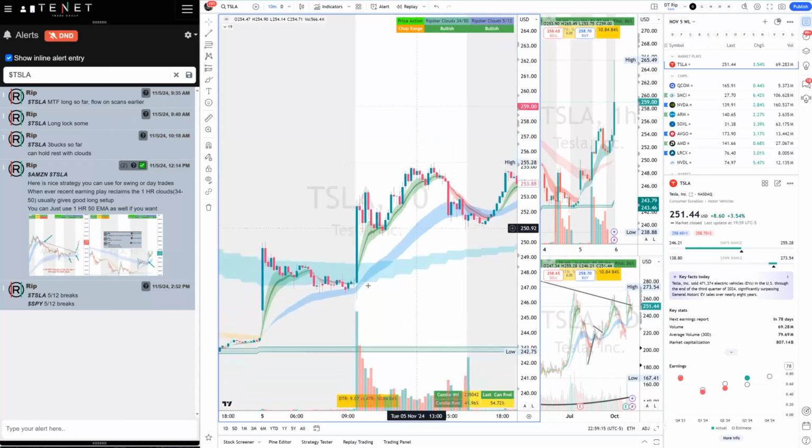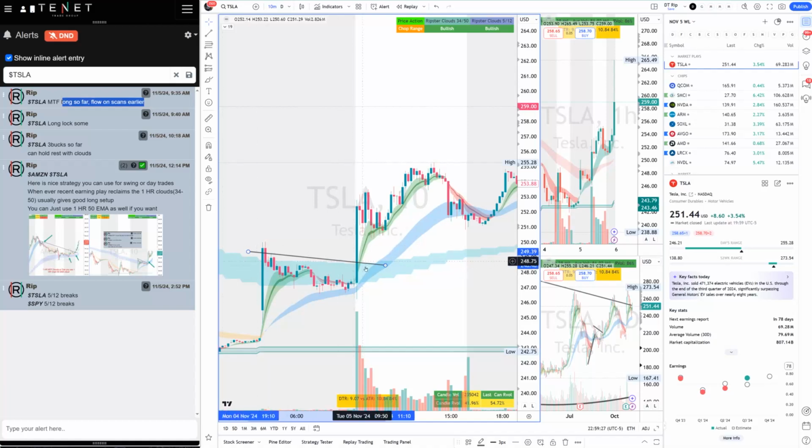But my trade was this MTF push, this 1 hour MTF cloud push. As soon as I saw that MTF cloud push on Tesla, I said it's an MTF long. There's a lot of flow coming on the scanner. That gives you an added advantage. And it pushed from that 248.49 all the way to 253. Held the clouds. You do not cut.